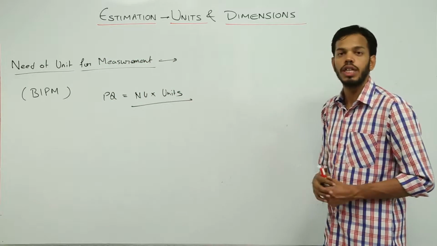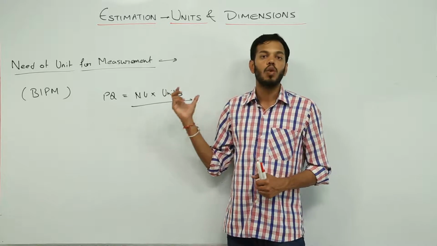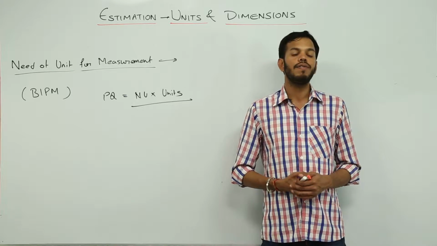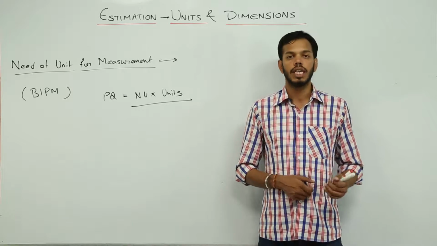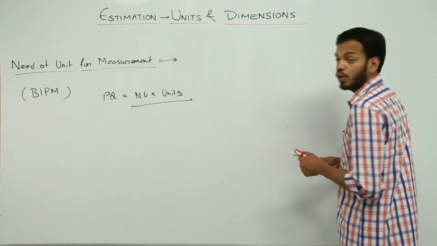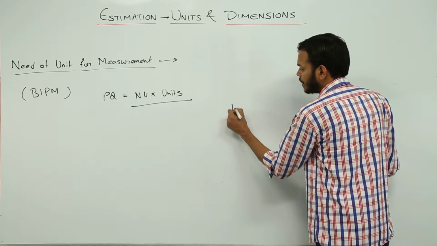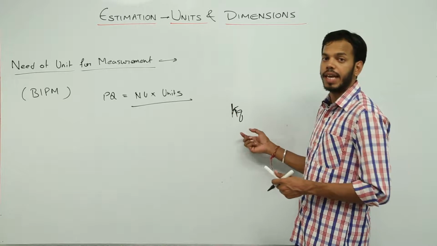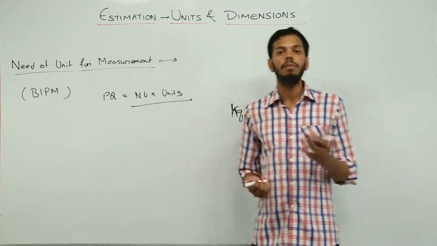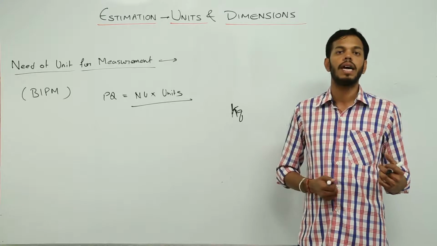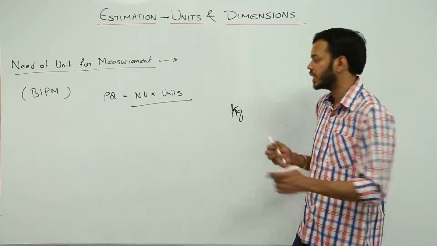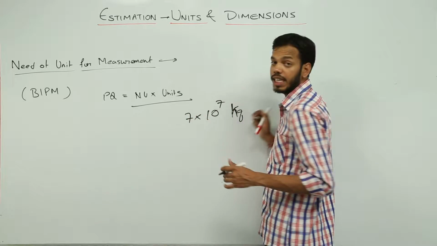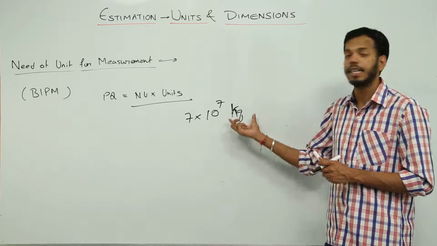Now what is a unit? A unit is a quantity of constant magnitude which is used to measure physical quantities of the same nature. For example, if I say that the unit of mass is the kilogram, that is kg, then any mass, whatsoever, will be calculated in terms of kg. It will be 10 kg, it will be 7 times 10 raised to power 7 kg, it can be anything, but it will be measured in terms of kg.